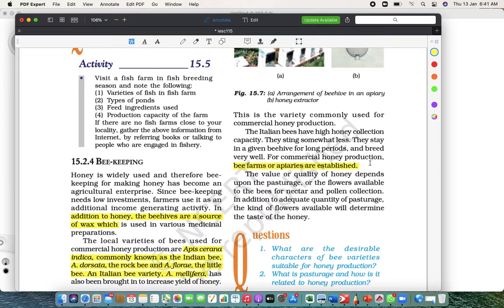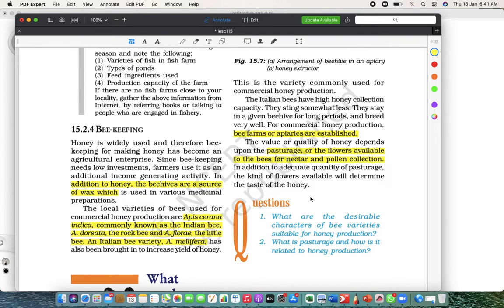The quality of honey depends upon the pasturage or the flowers available, nectar, pollen collections, right? The adequate quantity of pasturage and the kind of flower available will determine the taste of honey also. So you must have seen wild honey, neem honey. You have seen lots and lots of types of honey. It depends on where they are collecting the nectar from. If they are collecting from neem flowers, it will become neem honey, like this.